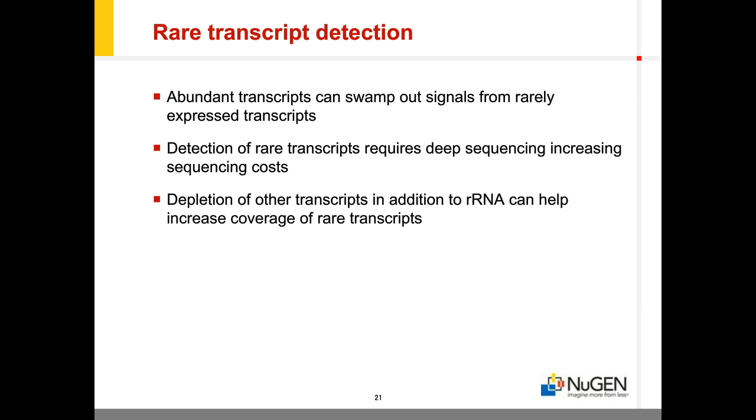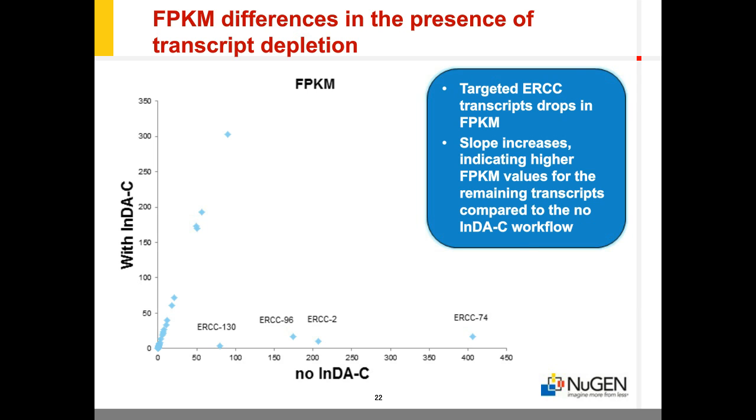We initially tested the ability to increase detection of rare transcripts using the ERCC spiking controls. ERCC controls are a set of predefined polyadenylated RNA transcripts with known sequences and a wide concentration range. As with biological samples, the more abundant ERCC transcripts have greater representation in sequencing results than less abundant transcripts. To increase representation of low abundant transcripts, we depleted 4 abundant ERCC transcripts using InDA-C.